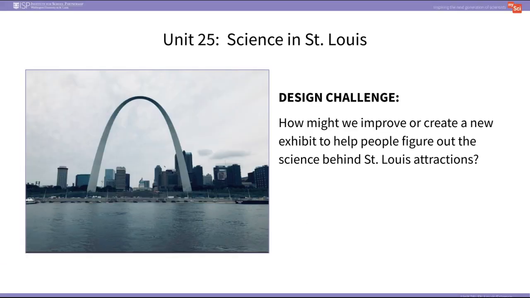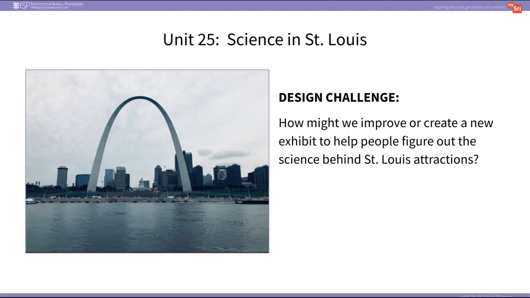To begin this unit, you will introduce students to our design challenge. This design challenge is how might we improve or create a new exhibit to help people figure out the science behind St. Louis attractions. What that means is students are going to be designing their own exhibit for the St. Louis Science Center that is centered on one of our attractions in the St. Louis region.